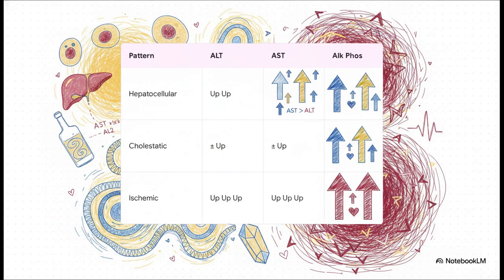Hepatocellular patterns predictably spike the aminotransferases. In things like viral hepatitis or metabolic disease, the ALT is usually higher. But if you see an AST that is higher than the ALT in a 2-to-1 ratio, that strongly suggests alcohol-associated liver disease. Conversely, cholestatic patterns prominently spike the alkaline phosphatase and the direct bilirubin. And finally, severe ischemic hits, they will massively spike absolutely everything, pushing the aminotransferases through the roof.